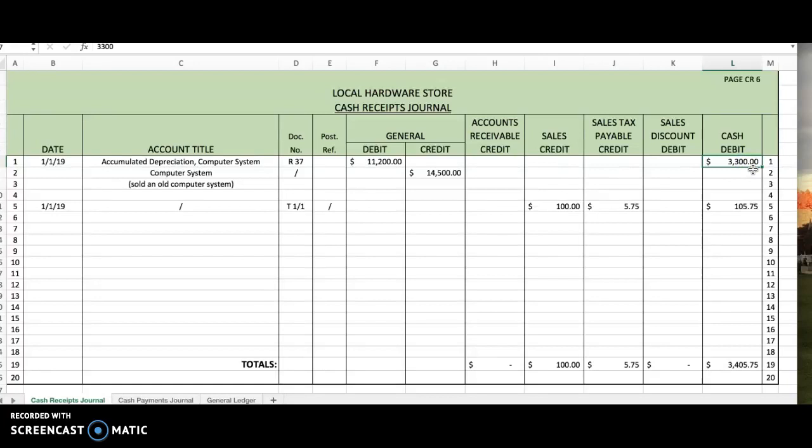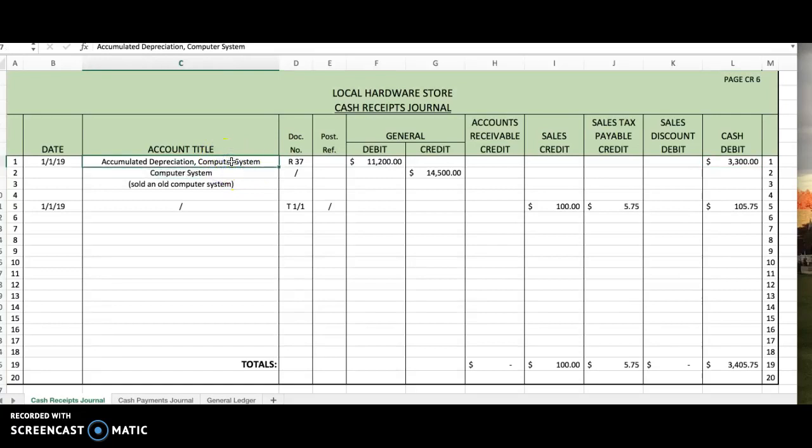We will assume, and you would have this in your instructions, that this computer system was sold by us to somebody for $3,300. And we gave that person a receipt, number 37, and we got $3,300. Not the salvage value, we got a little better deal. So $3,300 is debited, and then we need to close these 2 accounts.